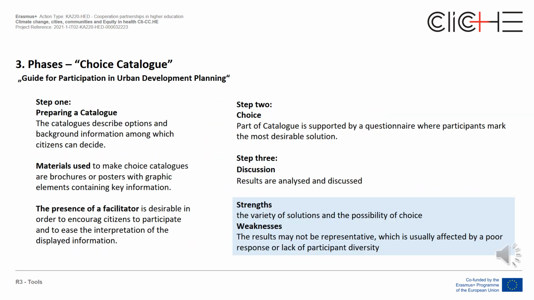There are three main steps in this activity. Step 1 refers to preparing a catalog. The catalogs describe options and background information among which citizens can decide. The presence of facilitators is desirable in order to encourage citizens to participate and to ease the interpretation of displayed information. Step 2 refers to choice. Part of the catalog is supported by a questionnaire where participants mark the most desirable solution. Step 3 refers to analysis and discussion of the results.